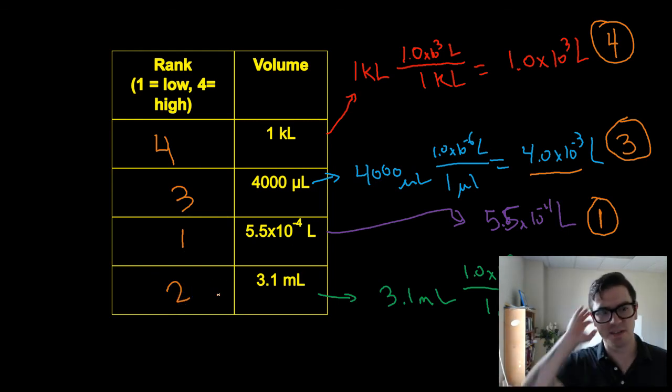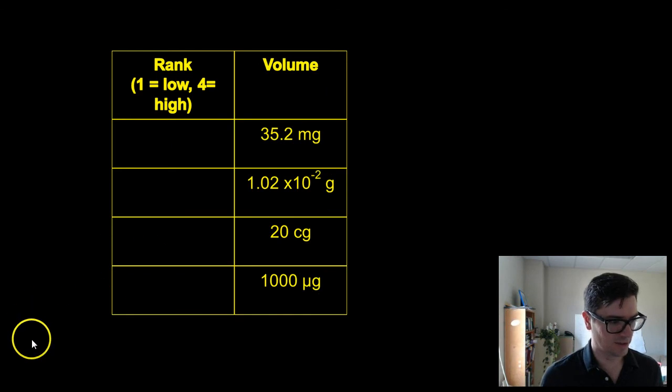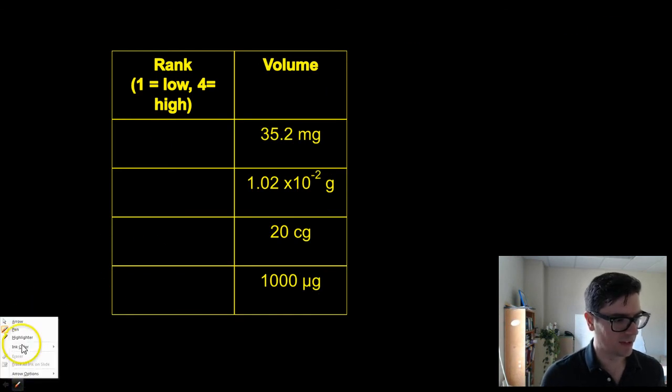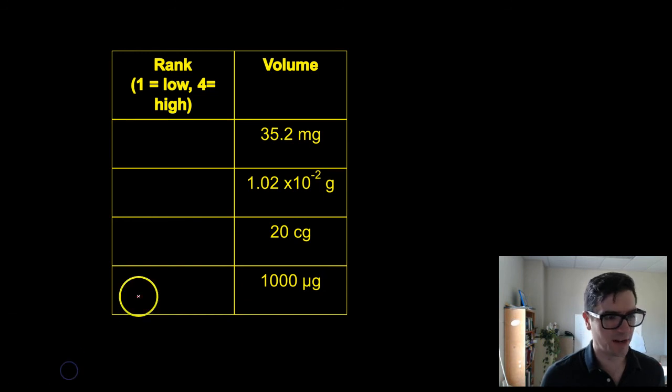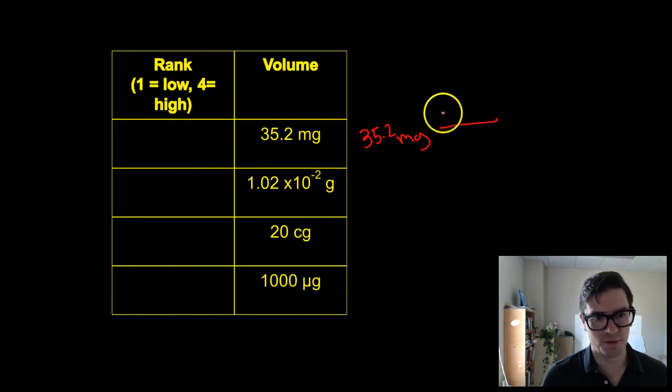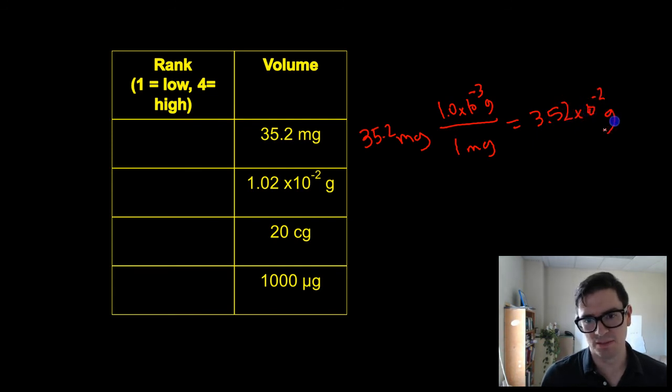All right, I'm going to do another one of these. It's going to be basically the exact same process. We'll start at the top here, and the top one is in milligrams. You want to get that into grams. Remember, you want to go into the base unit. So 35.2 milligrams. The conversion factor, just like before, for milli is 1.0 times 10 to the minus 3 grams per 1 milligram. And so this ends up being 3.52 times 10 to the minus 2 grams.